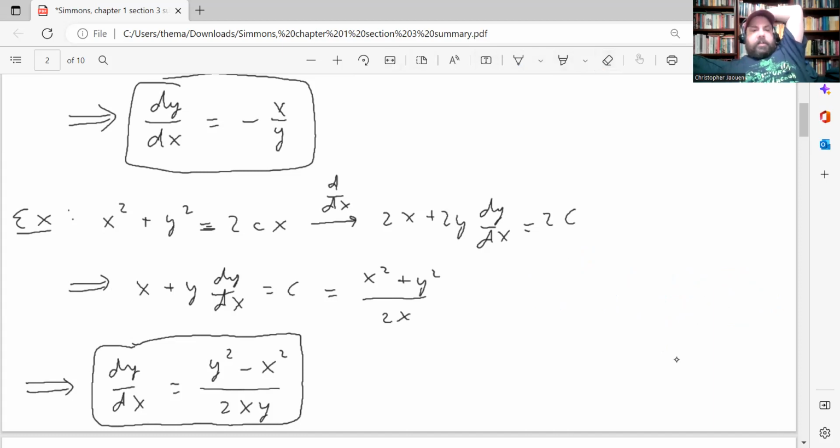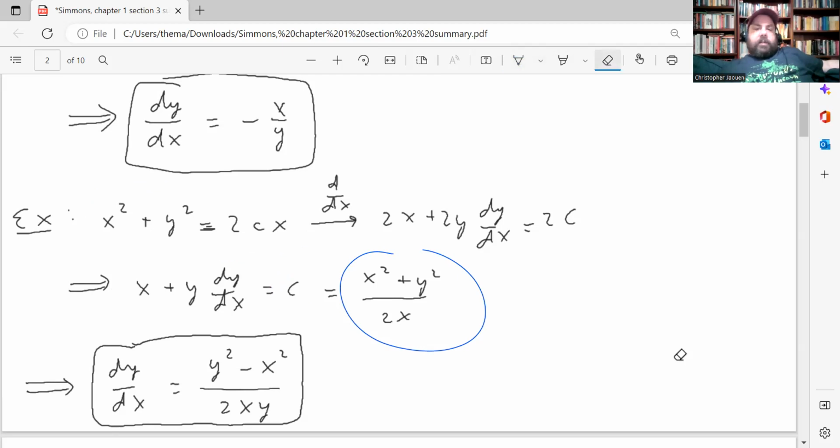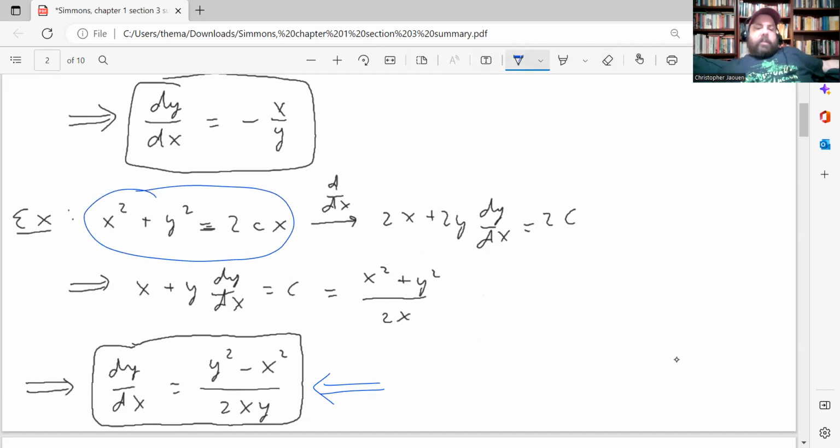Okay, so if you differentiate that with respect to x, you get 2x plus 2y dy/dx equals 2c. Don't forget the implicit differentiation, right? And then we have to eliminate the parameter, which we can do by solving this equation for c and then plugging that expression in for c over here, which gives you that on the right hand side. And then solving for dy/dx gives us this differential equation. So this is the differential equation for this one parameter family of solution curves. All right, that's the idea.